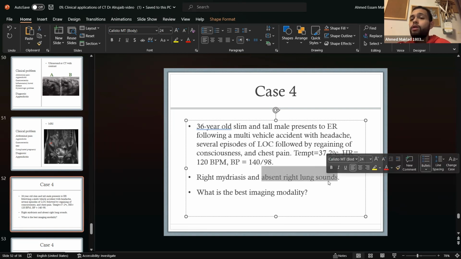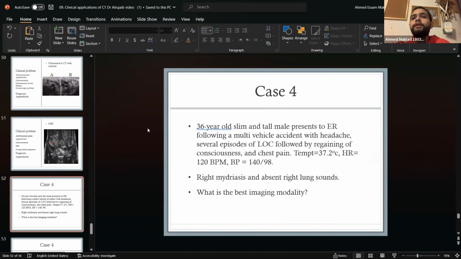Absent right lung sound, so the lung is affected. And in a motor vehicle accident, you would think of what? What lung pathology would you think of in a motor vehicle accident that gives you an absent right lung sound? Tension pneumothorax. Pneumothorax is your number one. Hemothorax is another answer. Pneumonia is not going to happen in a car crash. So keep that in mind, guys. This patient probably has a pneumothorax, and the patient also probably has a bleeding in his brain.